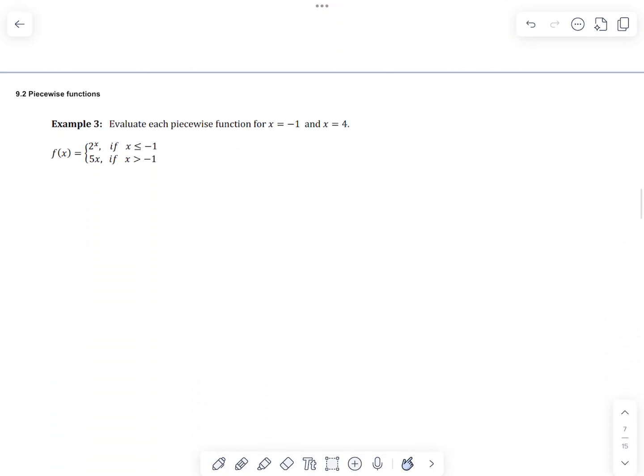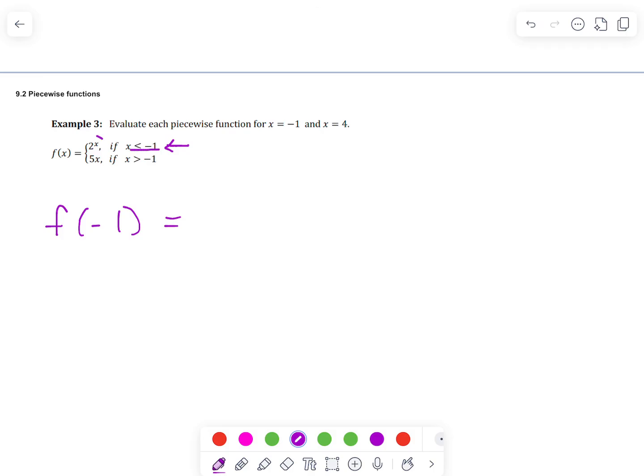All right, here's another one. We're going to evaluate for the same numbers with a new function, f of -1. So -1, here's -1, says x is less than or equal to -1. So here's its domain. So we're going to evaluate it for right here. So 2 to the -1 power.